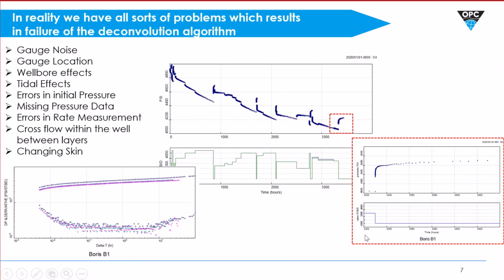So here you can see I've added in some noise, and that's what the noise has done to my derivative. So you see it's a bit scattered in radial flow. There's still a bit of an upturn in the half-slope trend.